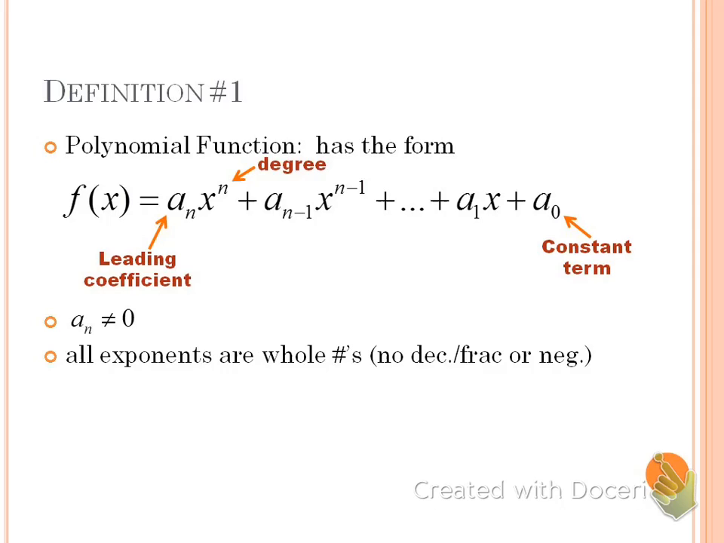All exponents have to be whole numbers. So for it to be considered a polynomial function, there can be no decimals or no fractions or no negatives in the exponent. Coefficients have to be real numbers. Remember, real numbers are pretty much all the numbers besides imaginary numbers. So fractions are fine, square roots are fine, irrational numbers like pi, those are fine. They just can't be imaginary numbers, so no i's.